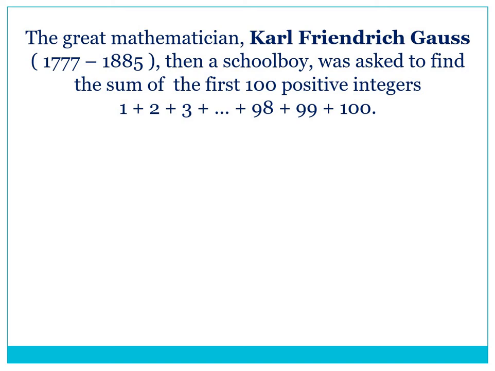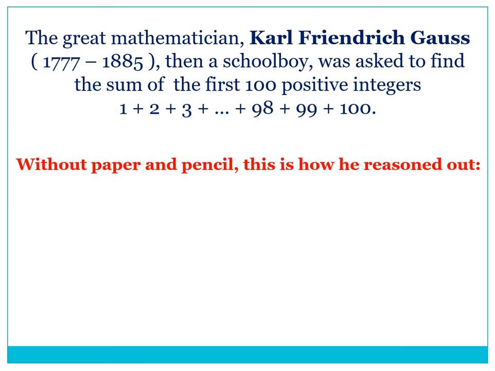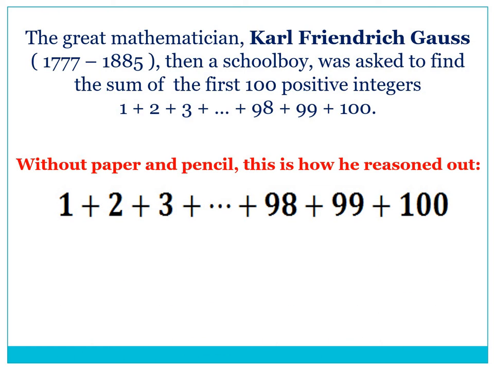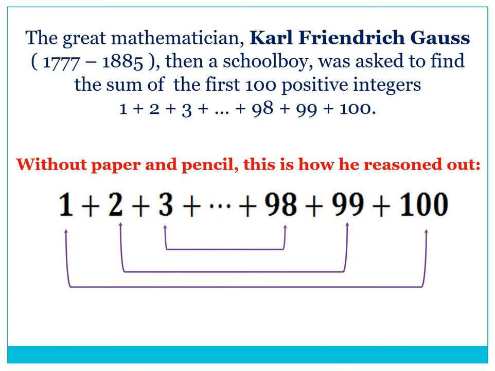A great mathematician, Carl Friedrich Gauss, 1777 to 1855, then a schoolboy, was asked to find the sum of the first 100 positive integers: 1 plus 2 plus 3 plus ... plus 98 plus 99 plus 100. Without paper and pencil, this is how he reasoned out. He added 1 plus 100, 2 plus 99, 3 plus 98, and he found out that each is equal to 101.